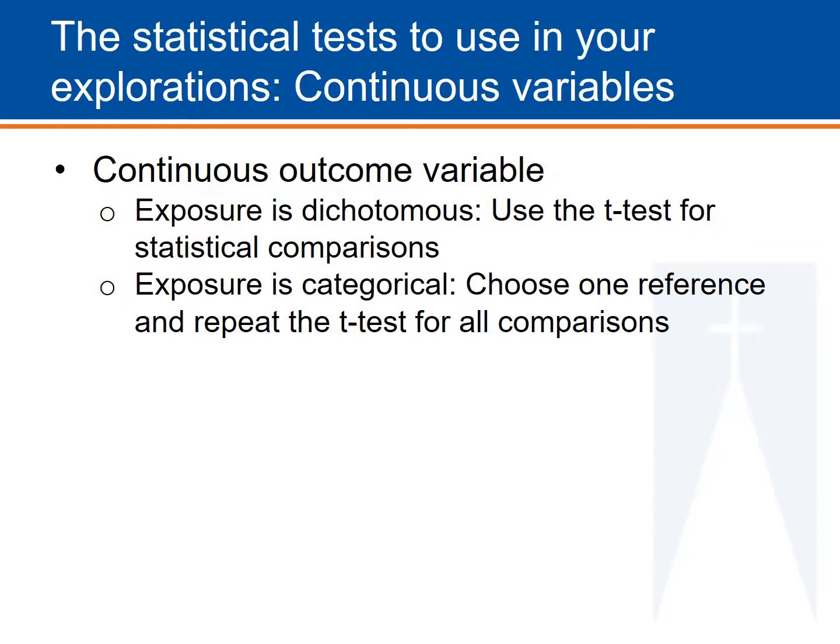The next step after exploring the variable separately is to explore the outcome in relation to the exposure variables. The statistical comparison you will use will depend on the type of outcome you have selected. If the variable is continuous, you can use the t-test for statistical comparisons. The t-test can only compare between 2 groups, so if you have multiple levels of the exposure, you will need to test them one at a time.